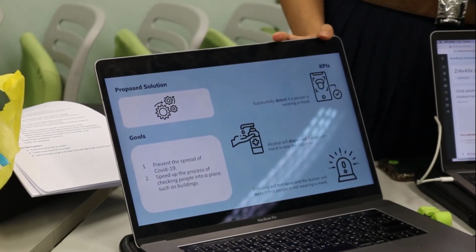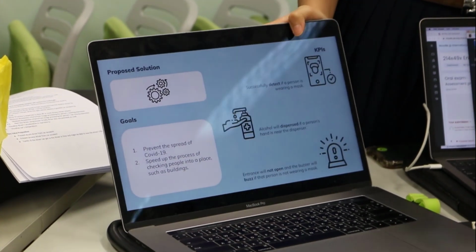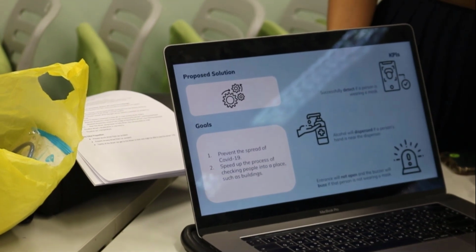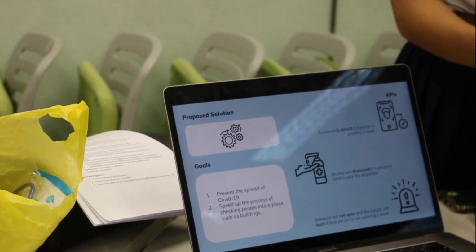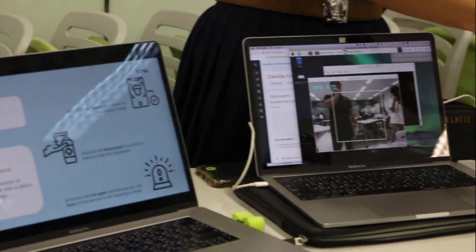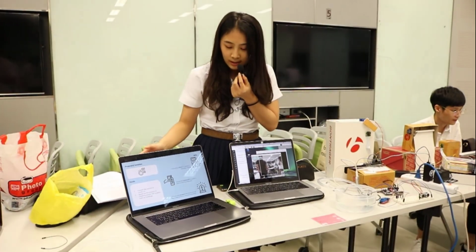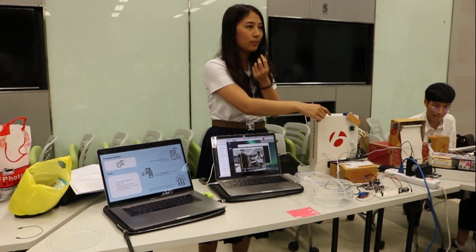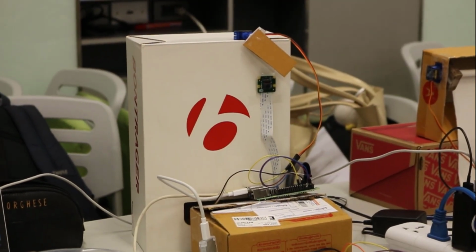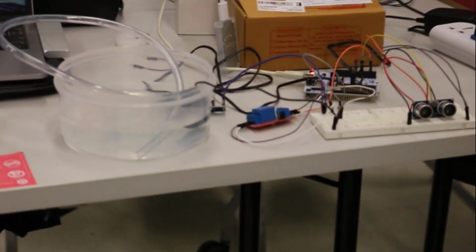There are 3 KPIs. The first is successfully detecting if a person is wearing a mask. The second is that the alcohol will dispense automatically when your hand is near the ultrasonic sensor. And the third is that the entrance will not open, and the buzzer will buzz, if the person is not wearing a mask. So this is our block diagram.